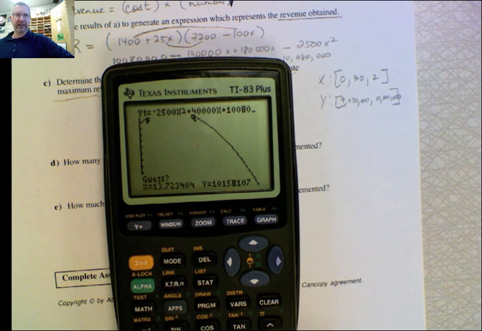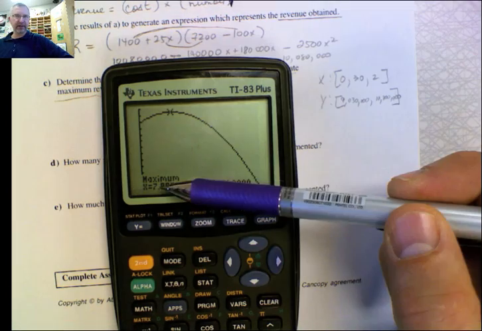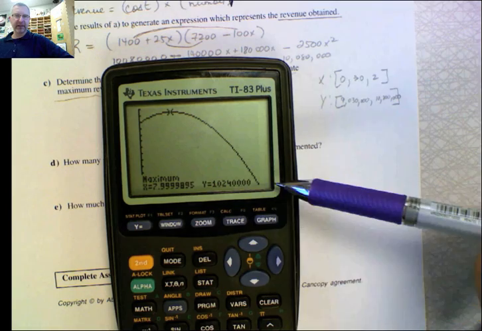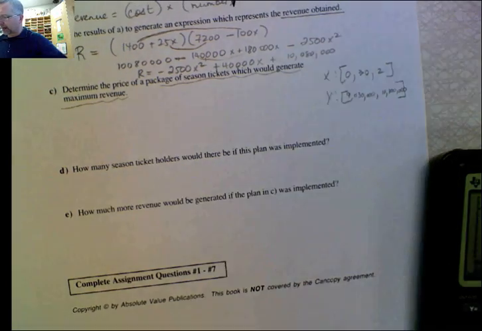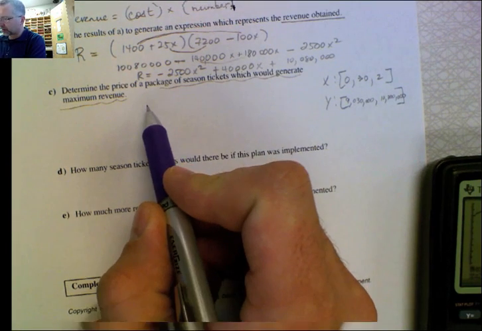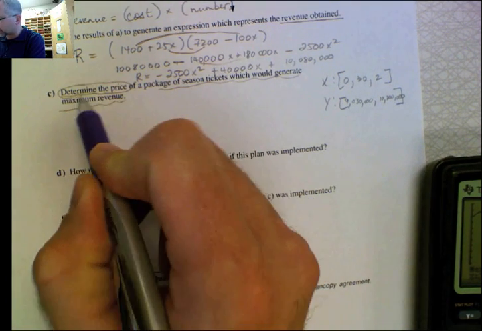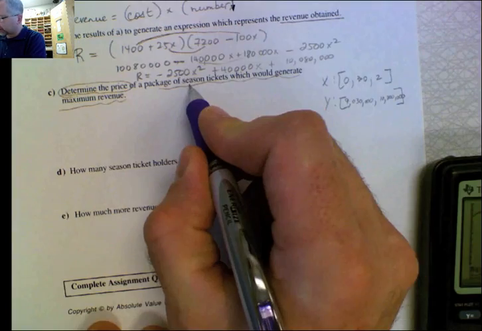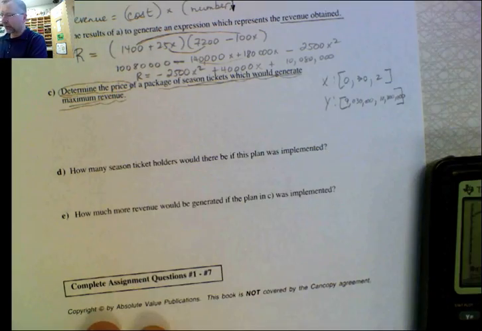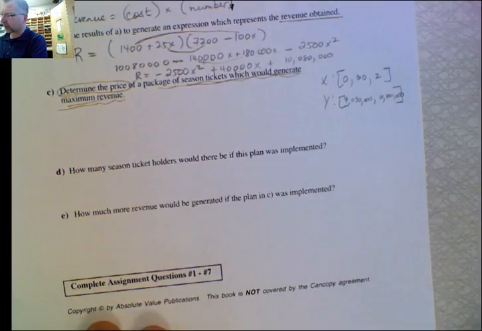That nasty guess again that I absolutely hate. Don't know why it's there. If I wanted to guess, I would have done it a long time ago. Hit enter, and it's going to tell us some information. 7.999999895 is essentially 8, and this is 10,240,000. So let's go back to the question. It says determine the price of a ticket package that will give you a maximum revenue. Well, it tells us X is 8 in this question.